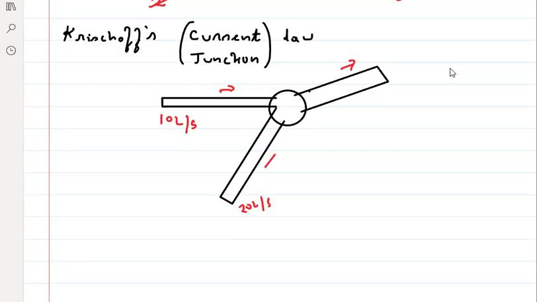Easy, very easy concept. Physics is actually so easy if you understand. 30 liters per second, yes or no? It's not that this junction will drink up water, right? No one is at the junction to drink the water. So whatever amount is coming inside the junction should go outside. Or I can say that the net sum of all the water will be zero. Yes or no?